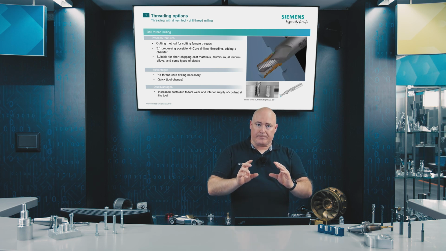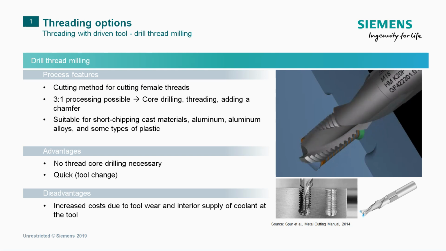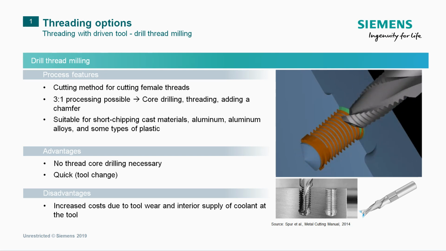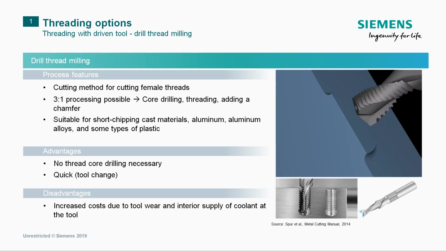then immediately cuts the thread and creates the corresponding thread chamfer. It's imperative here that this tool is supplied with a coolant from the inside so that the cutting edges are precisely cooled while at the same time discharging the chips. This produces a large number of chips. And here too, however, increased tool wear occurs. We also require sturdy clamping of the tool and a stable machine.